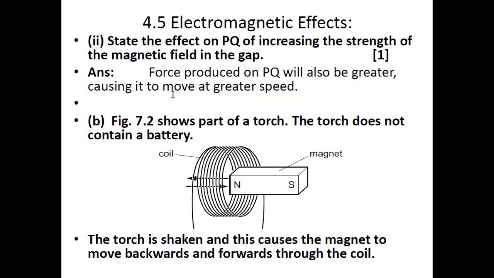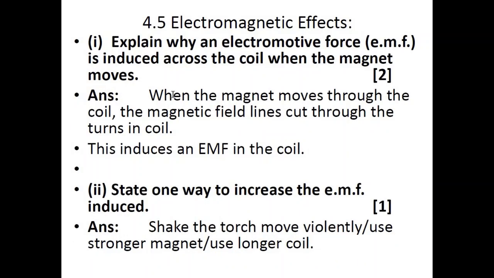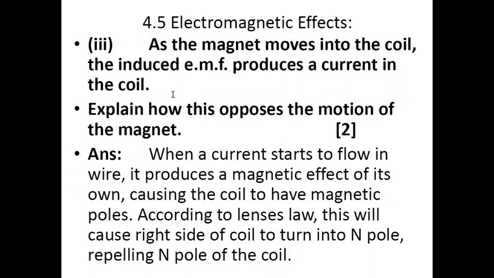Figure 7.2 shows part of a torch. The torch does not have a battery. It is shaken, and this causes the magnet to move backward and forward inside the coil. Explain why an EMF is induced. When the magnet moves through the coil, the magnetic field lines are cut, causing the coil to have an induced EMF. State one way to increase the EMF. Increase the number of turns. Use a stronger magnet. Shake it more violently.